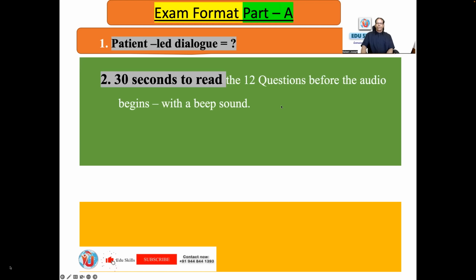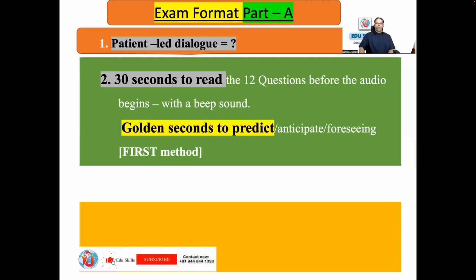You get 30 seconds to read the 12 questions before the audio begins with a beep sound. There'll be a beep sound after 30 seconds. These are the golden seconds to predict, anticipate, foresee, the first method, which I'll tell you later. Maybe I have explained it several times. So these 30 seconds are known as golden seconds to predict, where you can really predict the answer even without listening to the audio. And you have a challenge here. You are not able to beat the time, and I'll give some guidelines on how to beat the time.